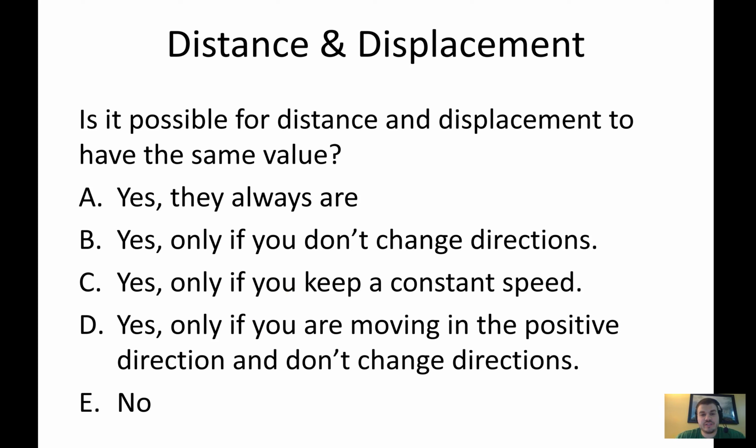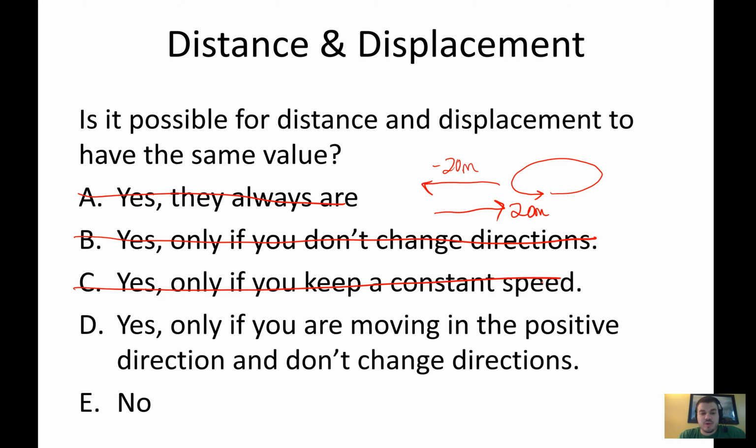Is it possible for distance and displacement to have the same value? Statement A, yes, they always are. So we know that's not true, right? We've seen examples of that where if I go around in a full circle, then they wouldn't be the same. Statement B, yes, only if they don't change direction. So that can be pretty tempting, right? If I move to the right 20 meters, then my displacement and my distance are both 20 meters. But what if I go the other way? My distance was 20 meters, but my displacement was negative 20 meters, so it can't be that. And that eliminates C as well.